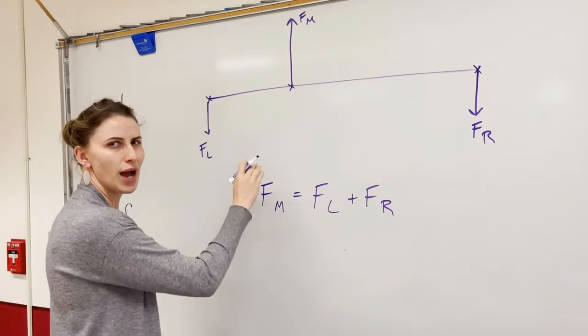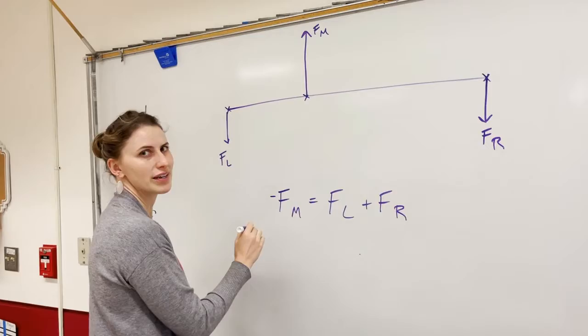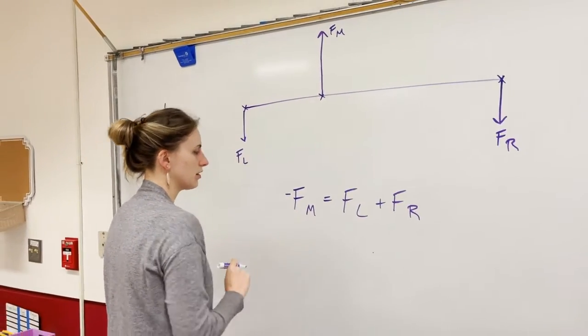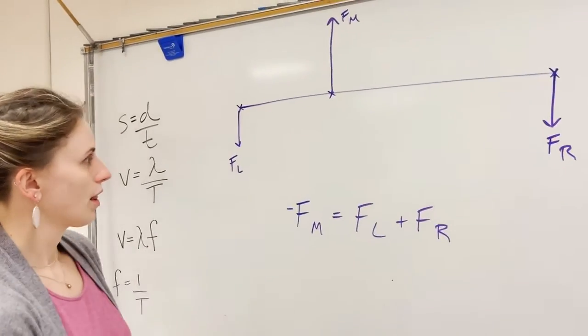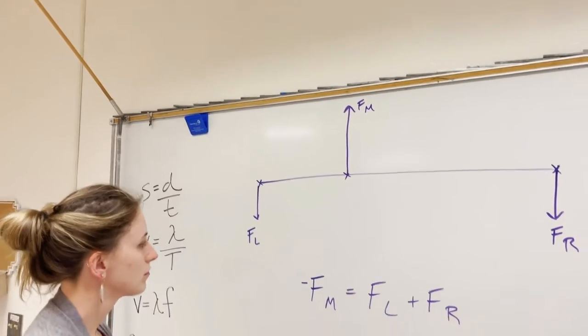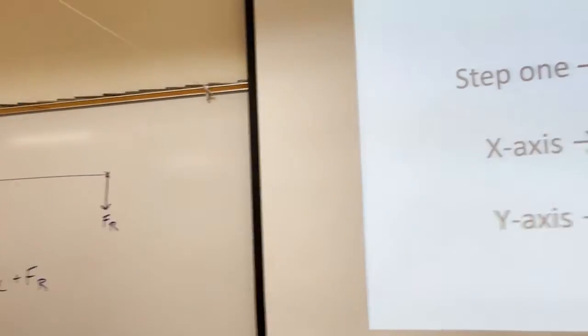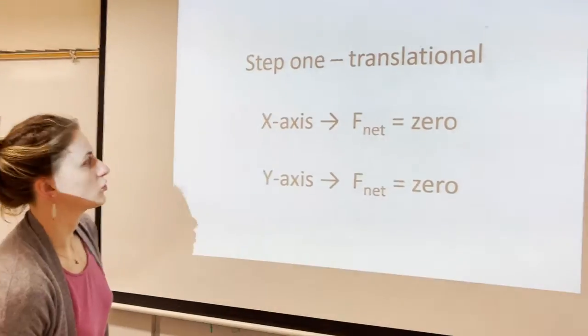I was going to say, did we do absolute value before? I think that's what we did. I can't remember. Well, negative does the same thing, because the right and the left are down, the middle is up, and so in order to make the middle the same as the downs, you have to put a negative out front. Okay, so that would be step one, translational.